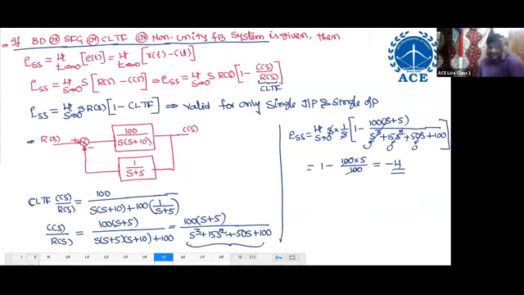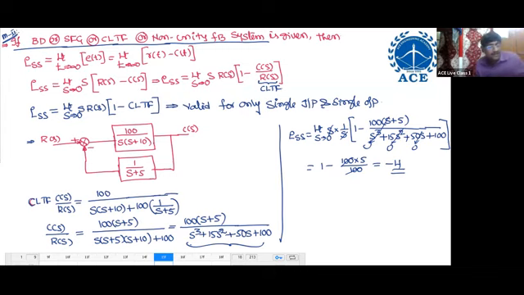This is the second method, a simple shortcut. It is method 2. Simple shortcut. So anywhere, if you are unable to convert into unity feedback, just find the closed loop transfer function, use this formula, you'll get the answer. Okay. Next.